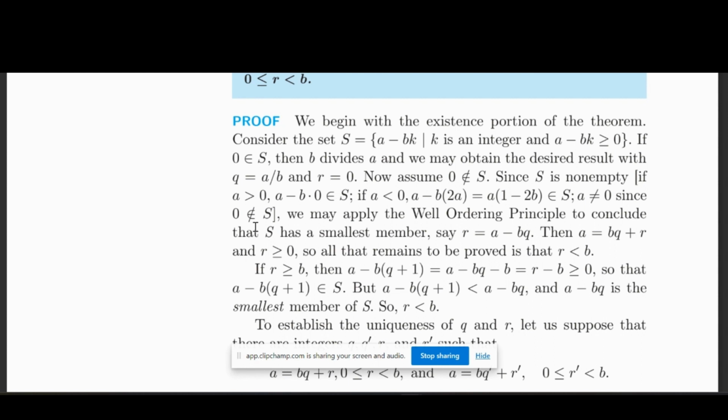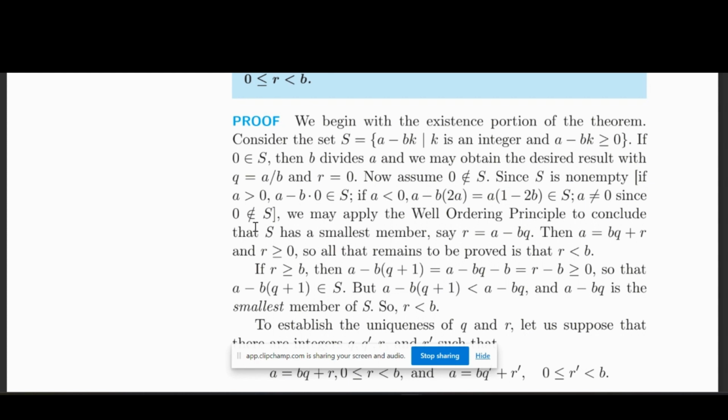If r is greater than or equal to b, we proceed with the opposite. So this is the opposite case. If r is greater than or equal to b, then a minus b into (q plus 1) is equal to a minus bq minus b, which is equal to r minus b, which is greater than or equal to 0. So how do we prove that r is less than b? If r is greater than or equal to b, the opposite case, then let us bring b to the left hand side. r minus b is greater than or equal to 0.